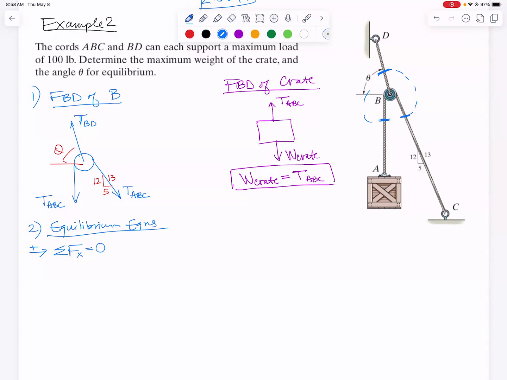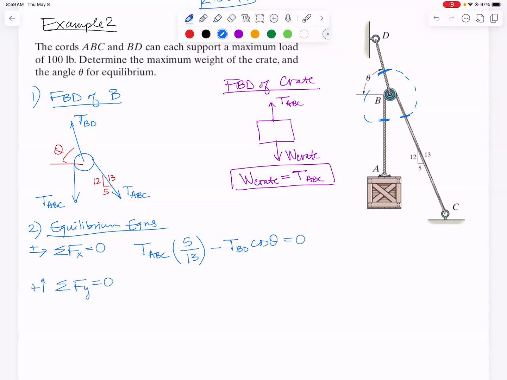So what I'm doing is in the x direction, I'm going to have T_AB C. The horizontal side is 5 and the hypotenuse is 13. So that 5/13 takes the place of a sine of theta or cosine of theta. It is the sine of an angle or the cosine of an angle. The other thing I've got acting in the x direction is to the left, I've got a T_BD times cosine of theta equals 0. Let's write the summation of force in the y.